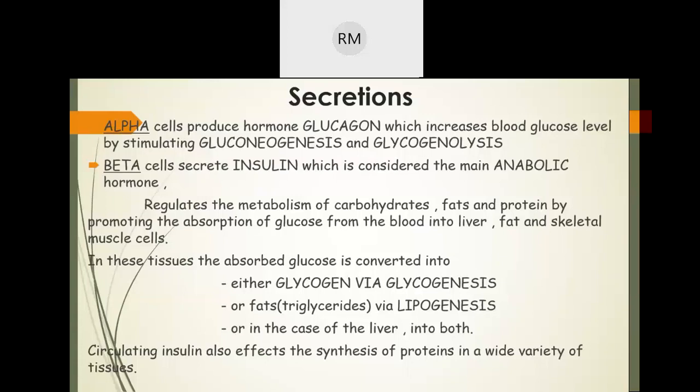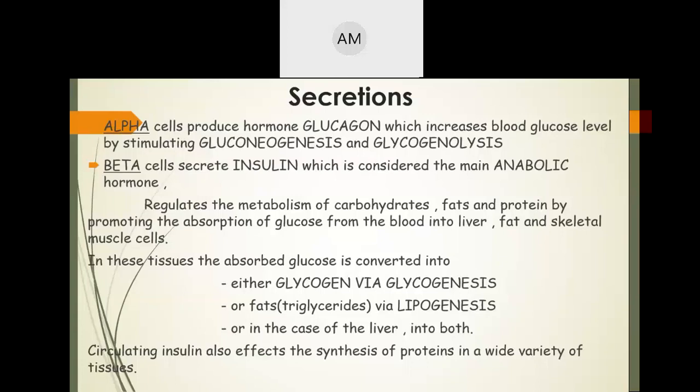So in these tissues, the absorbed glucose is converted into either glycogen or glycogenolysis. I was talking about the glucose. When the insulin opens the doors of the cells, the glucose enters inside the cells and it's utilized for the metabolism process of the cells. The remaining glucose is either converted into glycogen via glycogenesis, or it's sent to the liver.